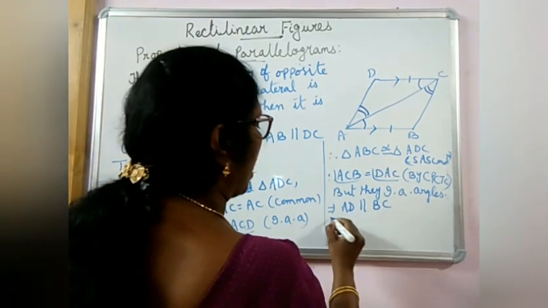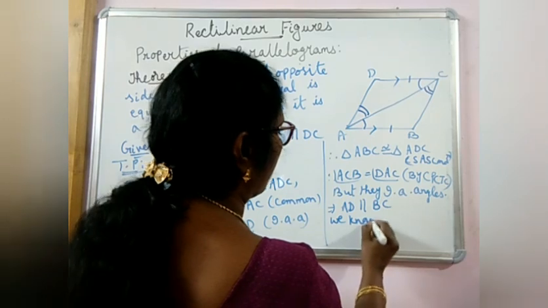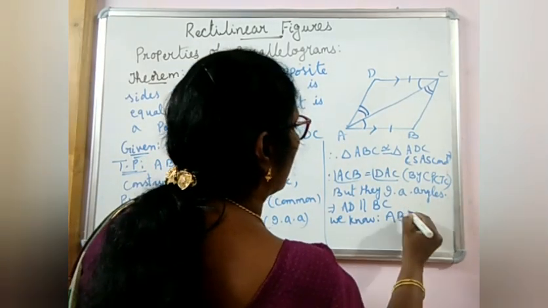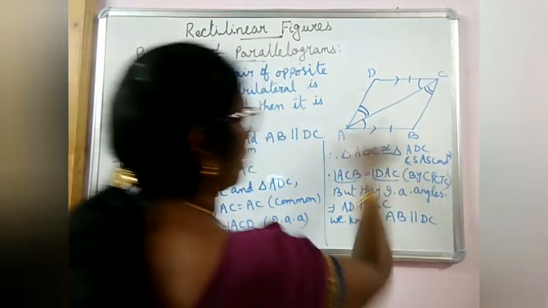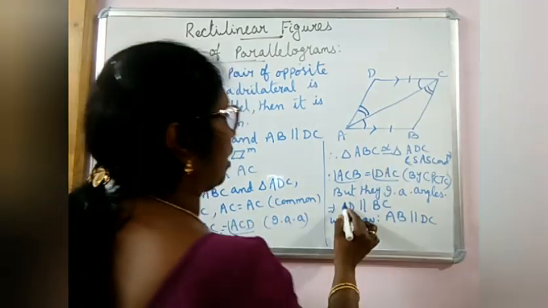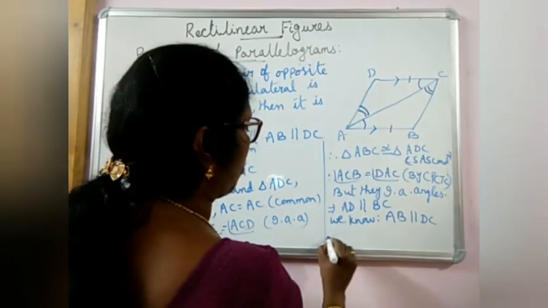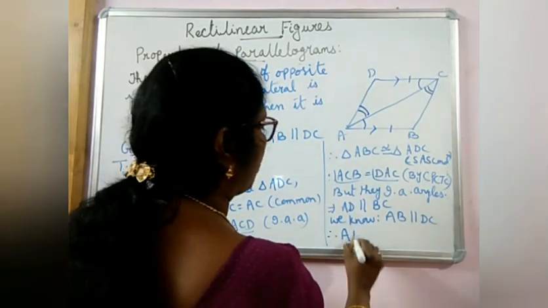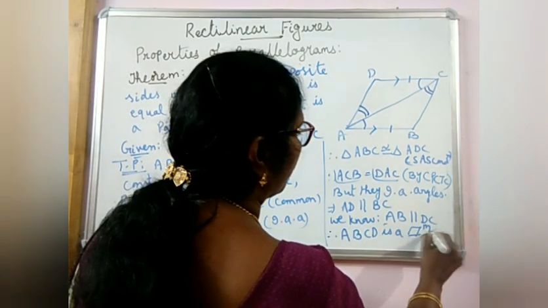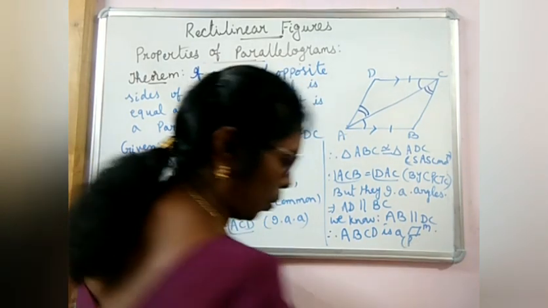Okay? And we know that AB is parallel to DC, it is given. We got AD is parallel to BC. Therefore, ABCD is a parallelogram. Okay, the theorem is proved.